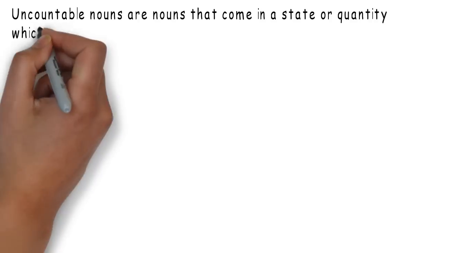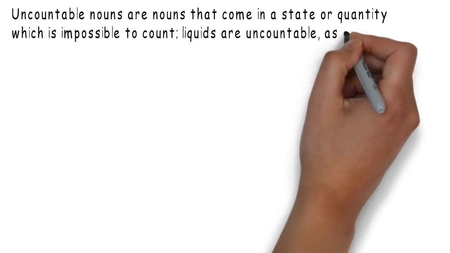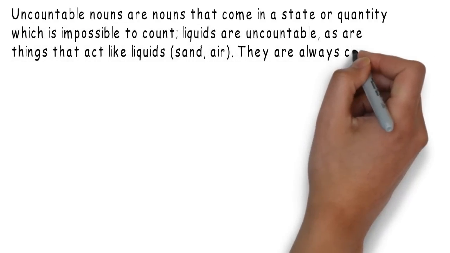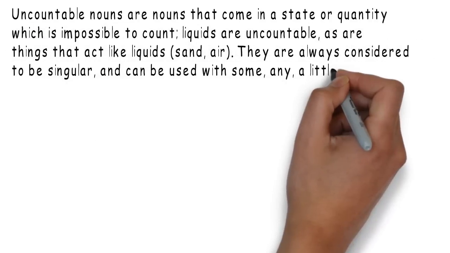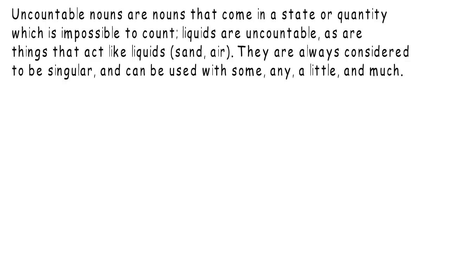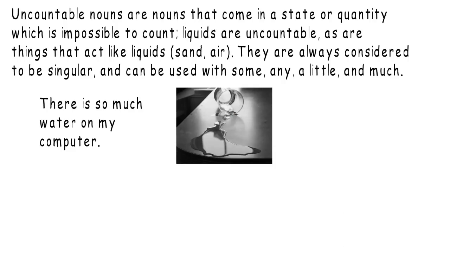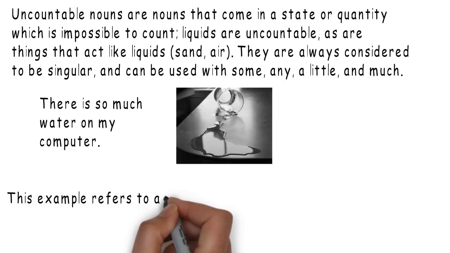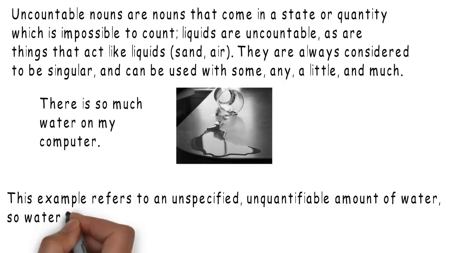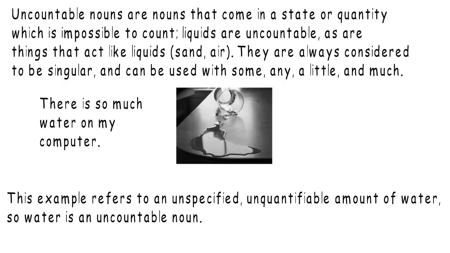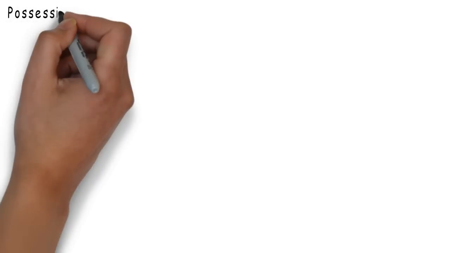Uncountable nouns are nouns that come in a state or quantity which is impossible to count. Liquids are uncountable, as are things that act like liquids, sand and air. They are always considered to be singular and can be used with some, any, little, and much. There is so much water on my computer. This example refers to an unspecified, unquantifiable amount of water, so water is an uncountable noun.